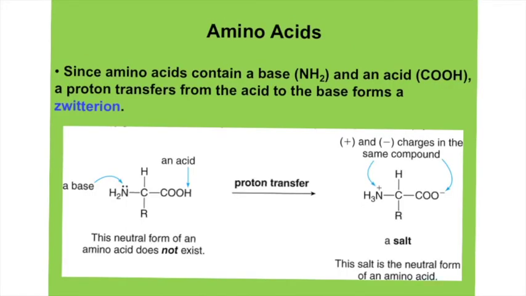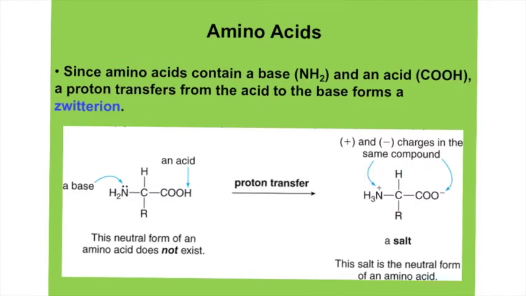Okay, so since amino acids contain an acid, this carboxylic acid group, and an amine, which can function as a base, the carboxylic acid can donate its proton to the base, and so it acts as an acid and a base to itself. Okay, and when that happens, you form your Zwitterion. So the hydrogen that comes from the carboxylic acid goes to the nitrogen, which functions as a base, and then you form your Zwitterion.